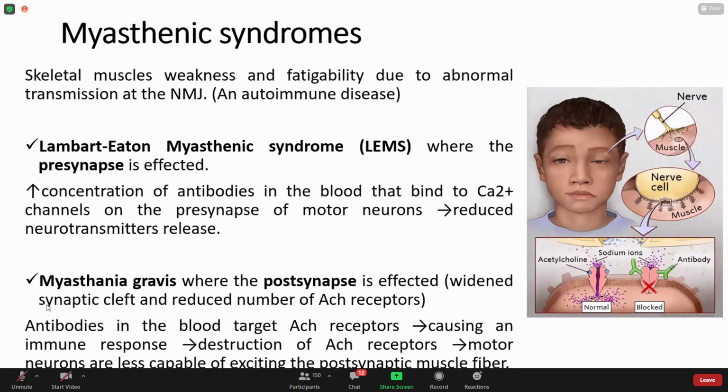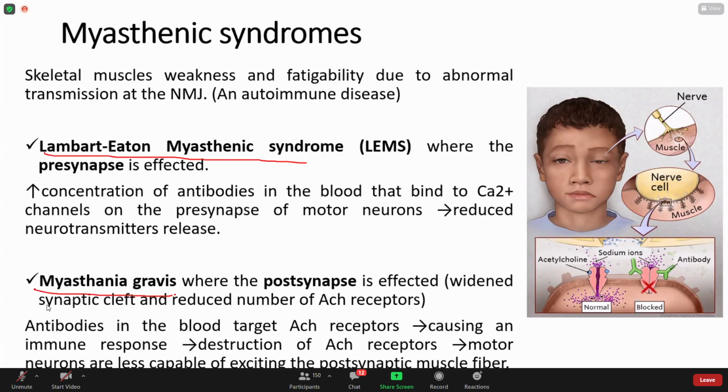Now, an example of a disease where the synaptic neurotransmission is disrupted is the myasthenic syndromes. In those patients, there is generally skeletal muscle weakness, and it's an autoimmune disease. It can be classified into two syndromes: the Lambert-Eaton myasthenic syndrome and myasthenia gravis. In both conditions, there is a disrupted synaptic neurotransmission at the neuromuscular junction.